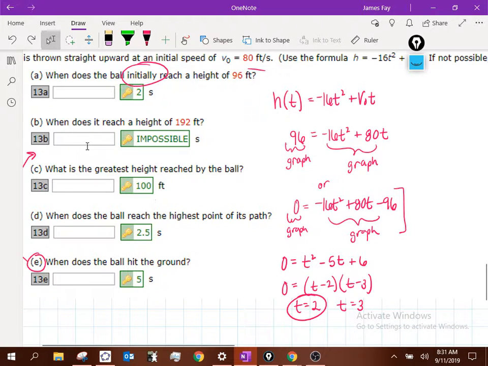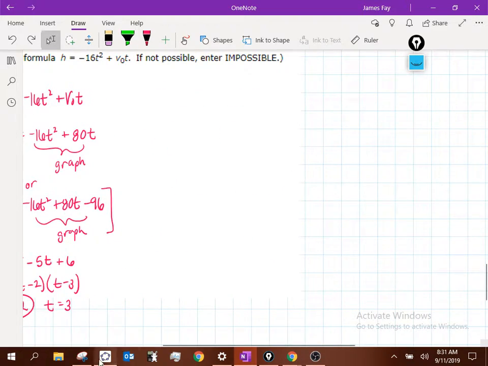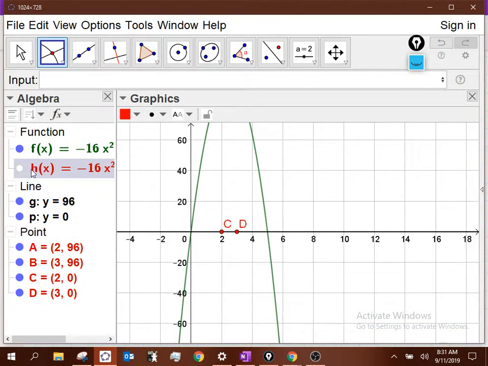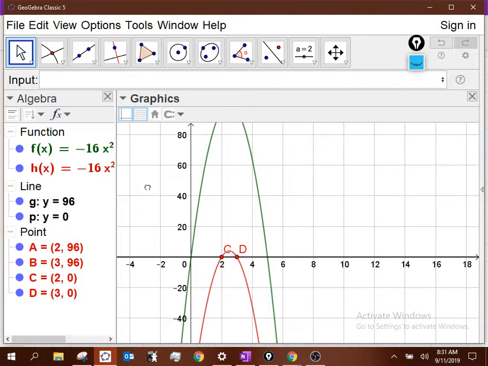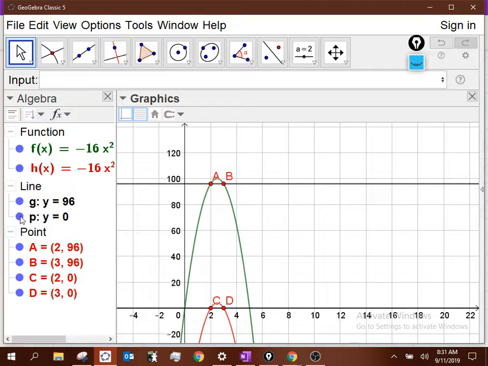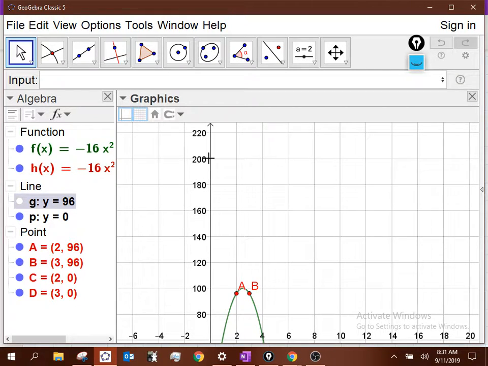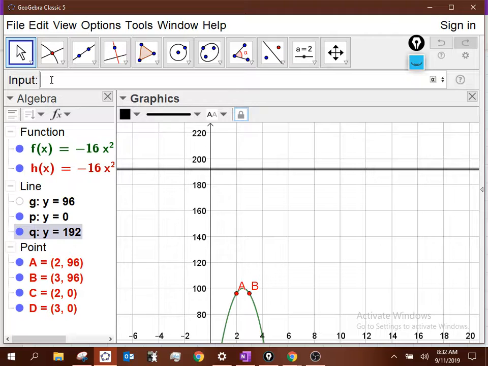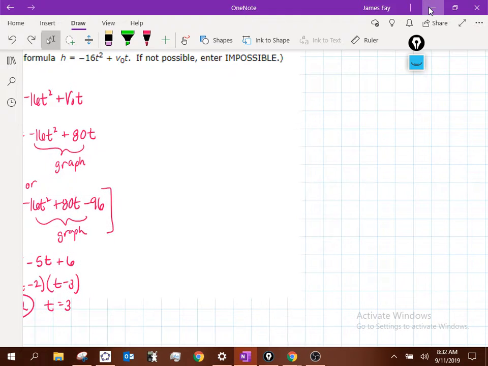Now the second part says, when does it reach 192? Well, if I look at this graphically again, let's just look at the green one, and I look at the maximum height of this. The maximum height is a little bit bigger than 100, right? 192 is all the way up here. Does it ever touch 192? Does it ever go through that line right there? No. So graphically speaking, that's impossible.